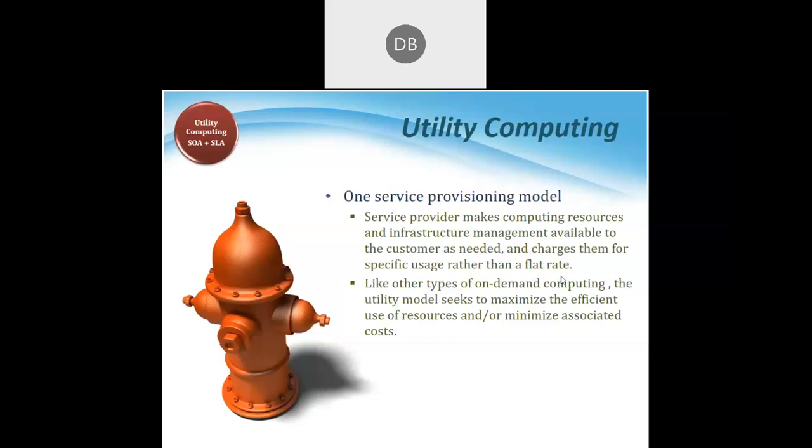So what is utility computing? Utility computing is a service provisioning model. The service provider makes computing resources and infrastructure management available to the customer as needed and charges them for specific usage rather than a flat rate.